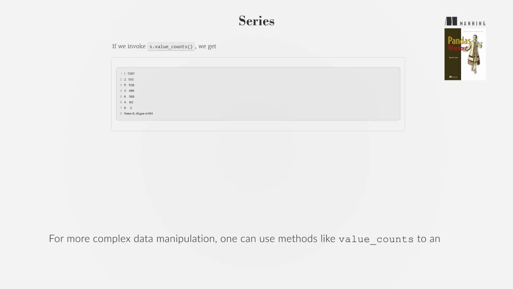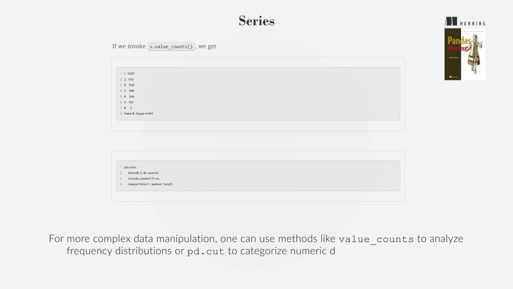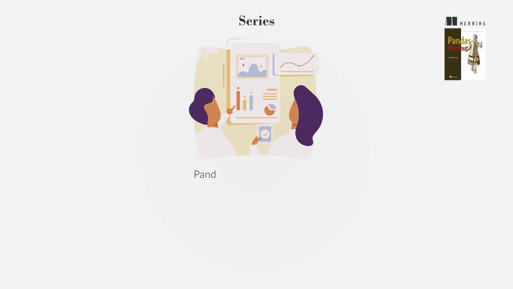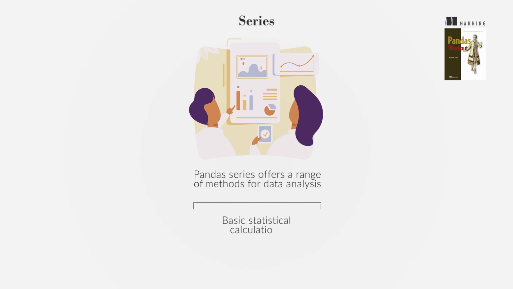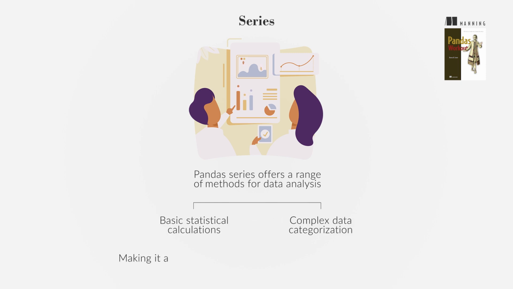For more complex data manipulation, one can use methods like value_counts to analyze frequency distributions, or pd.cut to categorize numeric data into bins with labels. In summary, a Pandas series offers a range of methods for data analysis, from basic statistical calculations to complex data categorization, making it a powerful tool for handling one-dimensional data.